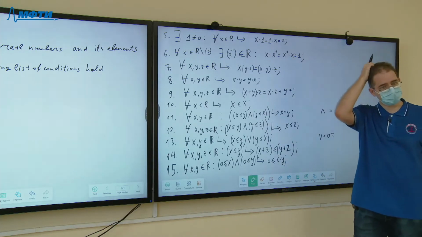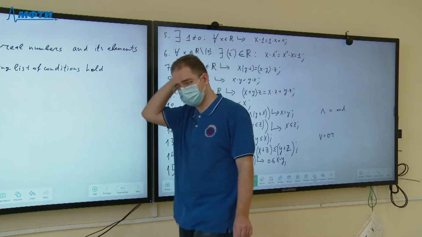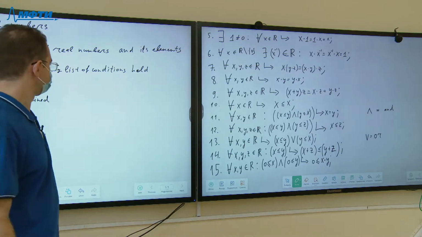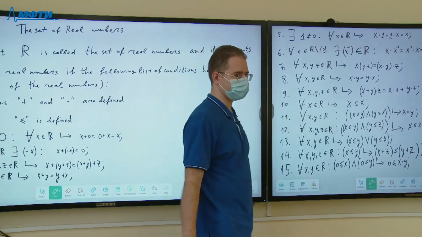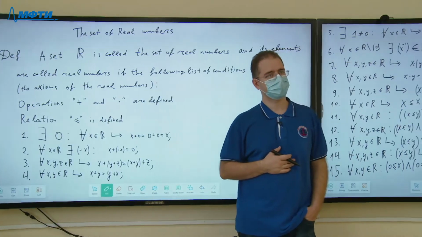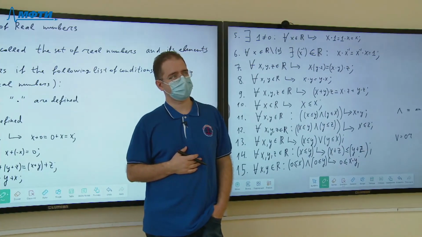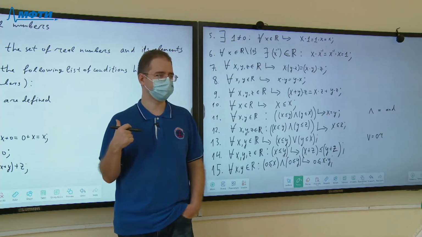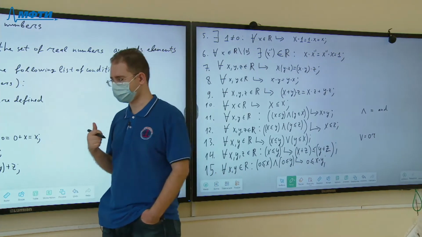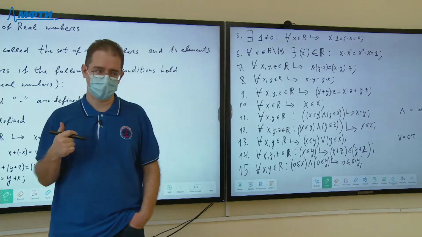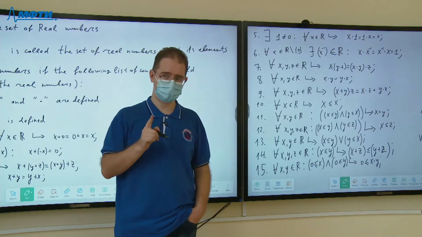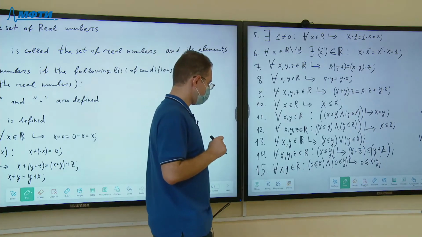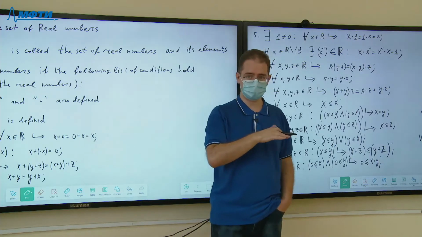So those are really well known to you properties of those operations and the relation of inequality. Basically, you were taught about this in school. There will be another 16th axiom, so leave a bit of space in your notes. But let's discuss a bit those 15.